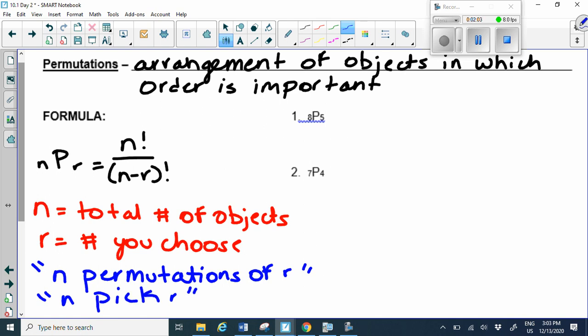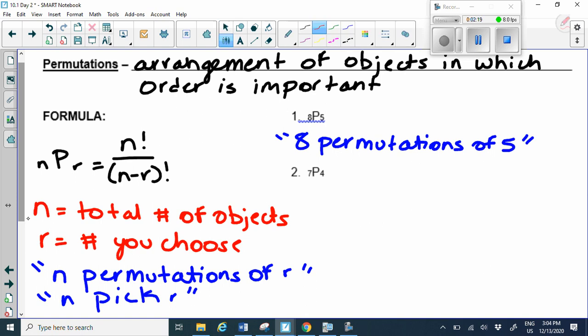Okay, so let's do our first example. We have 8 permutations of 5. So that's what this represents: 8 permutations of 5, or 8 pick 5. That's another way of saying it. We're going to go ahead and use our formula to find this answer. So our n value is 8. So I have 8 factorial over 8 minus 5 factorial. Remember, 8 minus 5 is going to give us 3. So I have 8 factorial over 3 factorial.